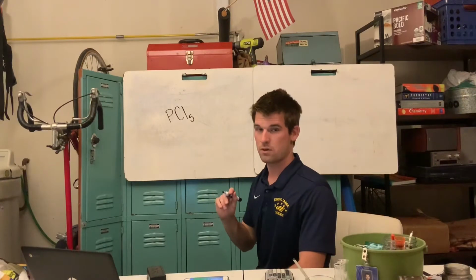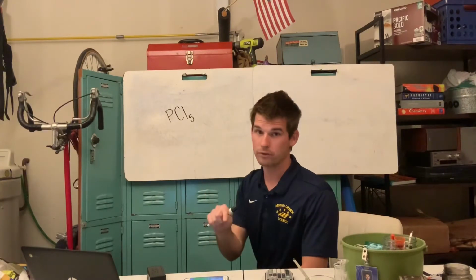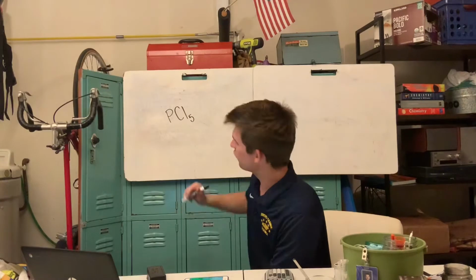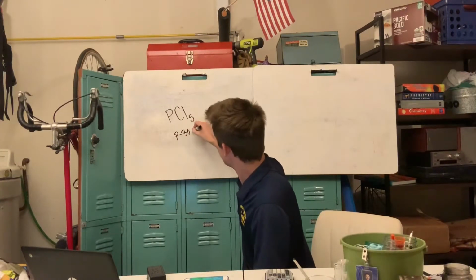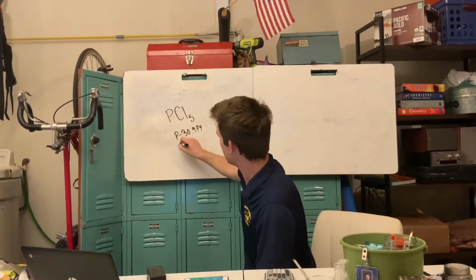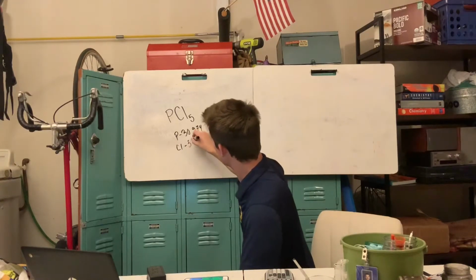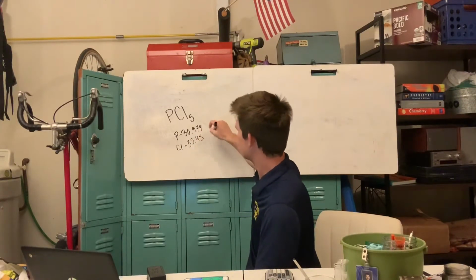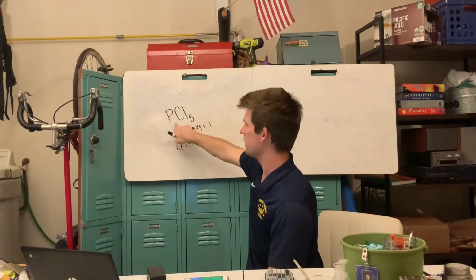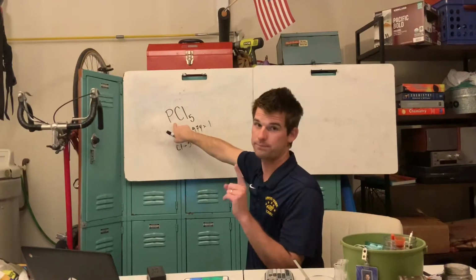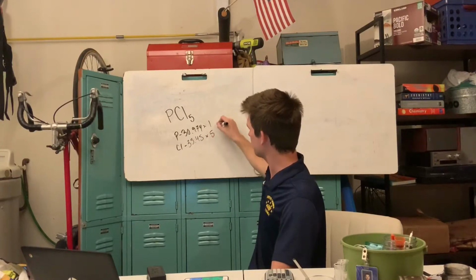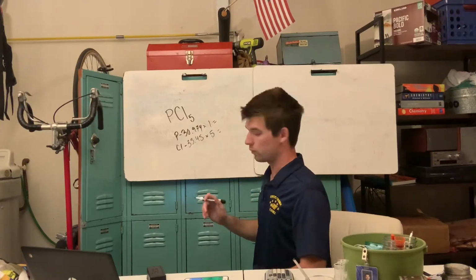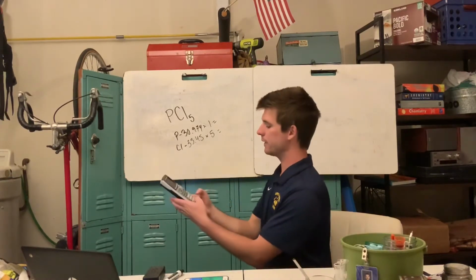Okay. And we need to figure out what the molar mass is. So you have to look at your periodic table. Phosphorus is going to be 30.974, and chlorine is 35.45. We're going to multiply phosphorus by 1 because it doesn't have a subscript, so there's only one of them. But chlorine has a 5 subscript, so we're going to multiply chlorine by 5, and we're going to get whatever we get when we use our calculator.